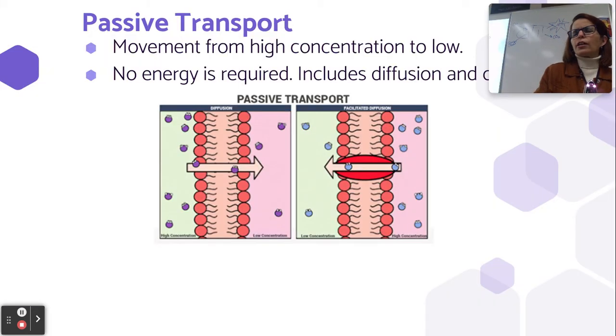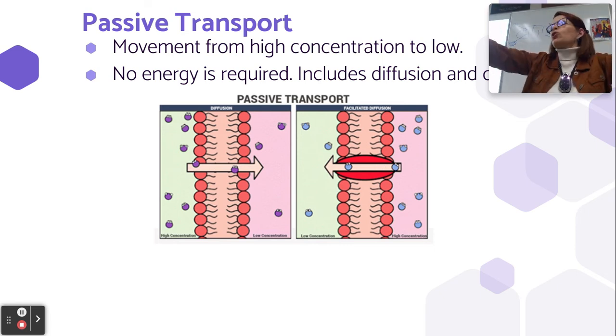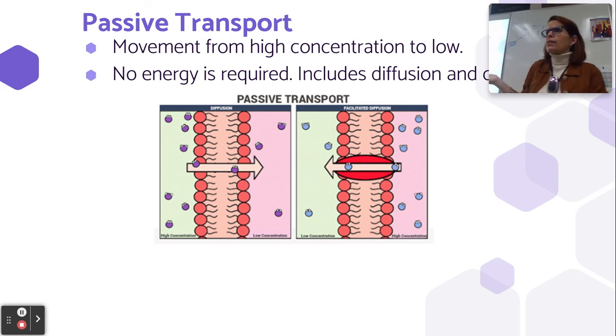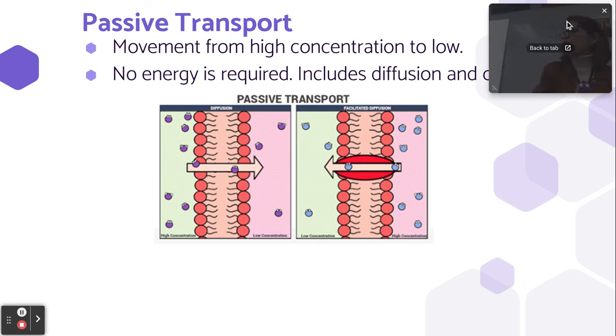All right, let's talk about passive and active transport. Passive transport is the way things normally go. If I spray perfume over here, it's very concentrated. It automatically, because molecules are in motion, will spread throughout the room. It will go from high concentration to low concentration until it reaches equilibrium. That's passive. No energy is required, no ATP, and it includes diffusion and osmosis.